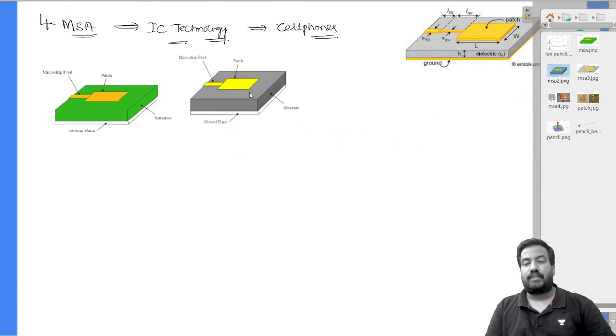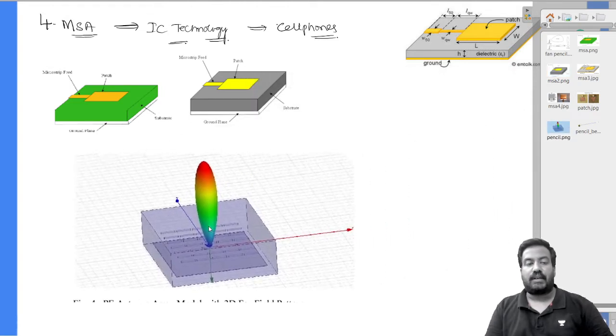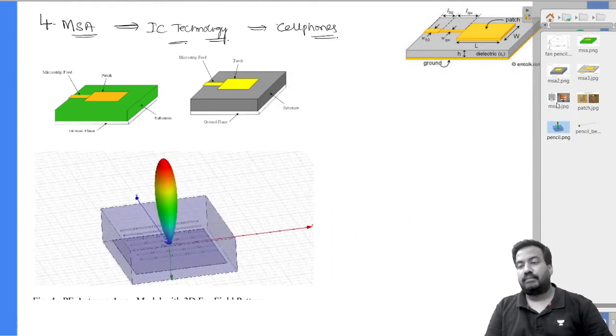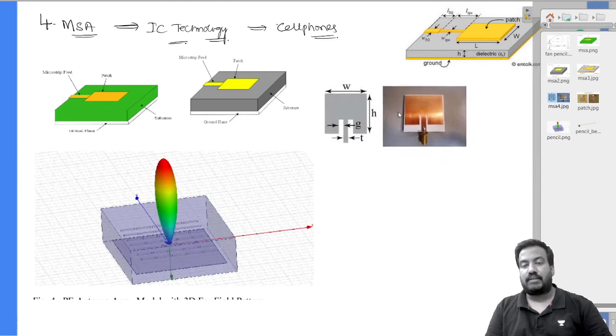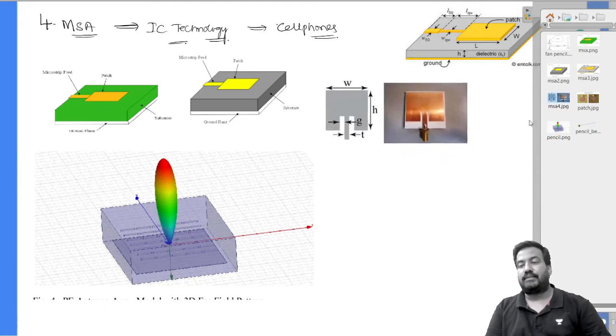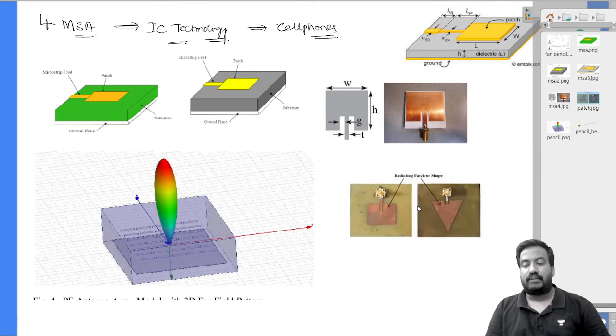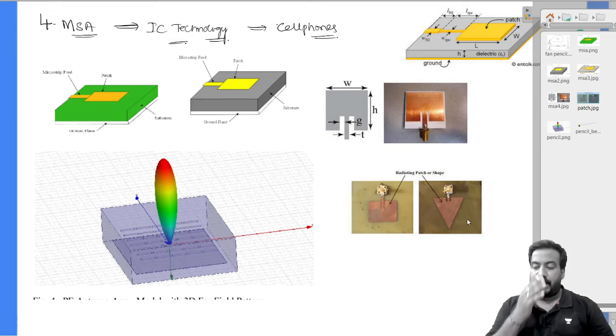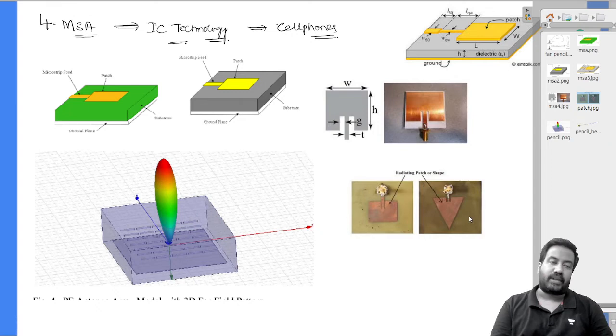This is also a similar picture, and the radiation pattern is unidirectional here. These are practical antennas, and this is how they look. This is a square patch. This is a rectangular patch. Each patch will generate a different kind of radiation pattern. Therefore, patches are also very important.